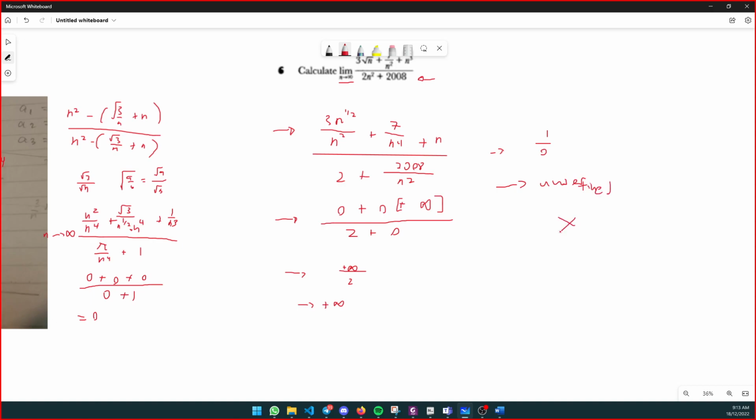Then it will just be wrong if you divide everything by n to the power of 3. So try not to do that. So that's a bit of the easier questions. Let's go for something a bit harder.